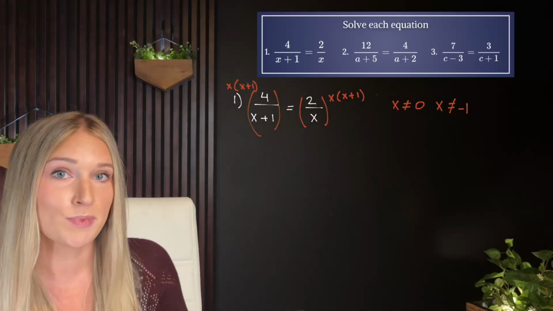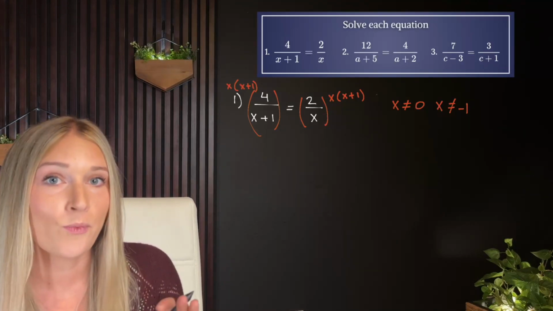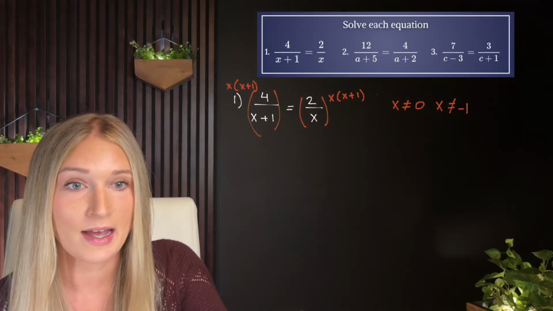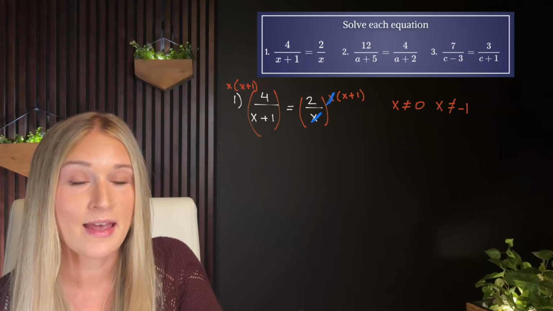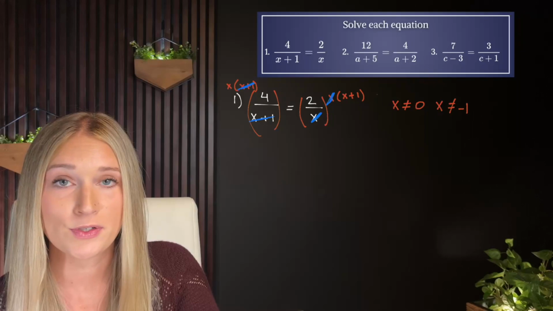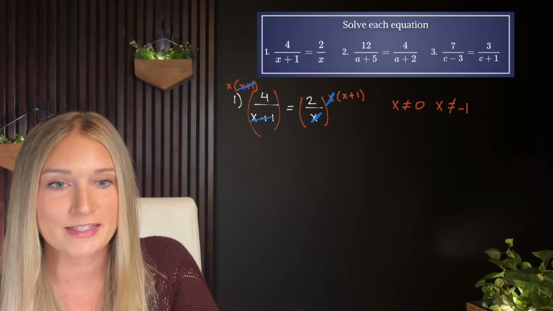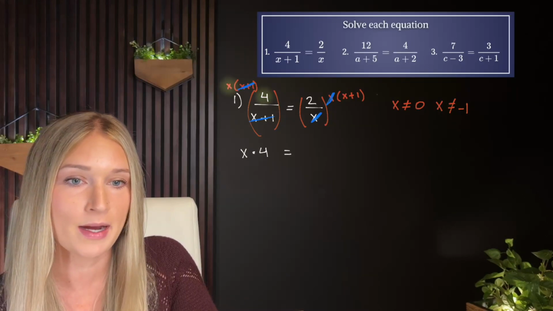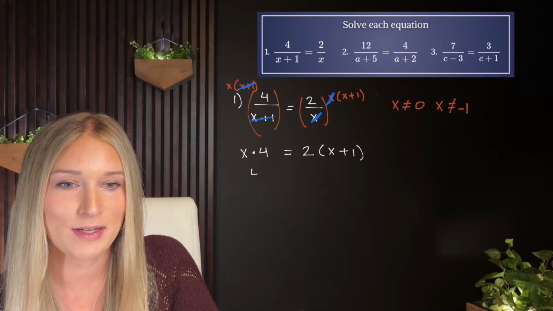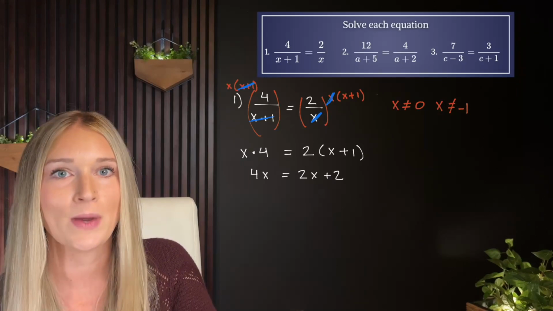Now remember, we can only multiply by one thing. So if I want all of my fractions to cancel, I need that one thing to include both of the denominators. That way, on the right-hand side, I can cancel my denominator of x, and on the left-hand side, I can cancel my denominator of x plus 1. So I was able to reduce both of those rational expressions, and now I just multiply what's left. On the left-hand side, I have x times 4, and on the right-hand side, I have 2 times x plus 1. On the left, I'm going to write that as 4x, and on the right, I distribute to get 2x plus 2. This is way more friendly.